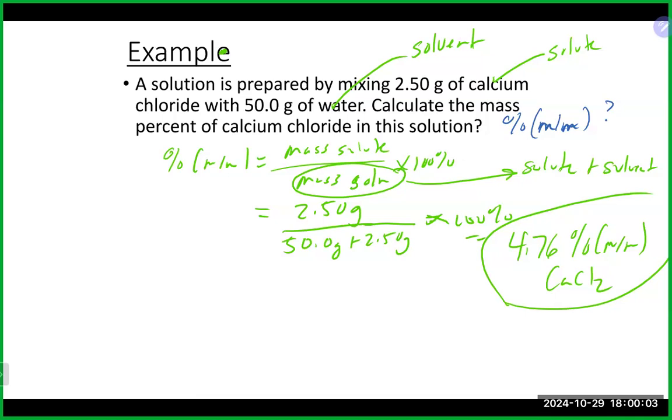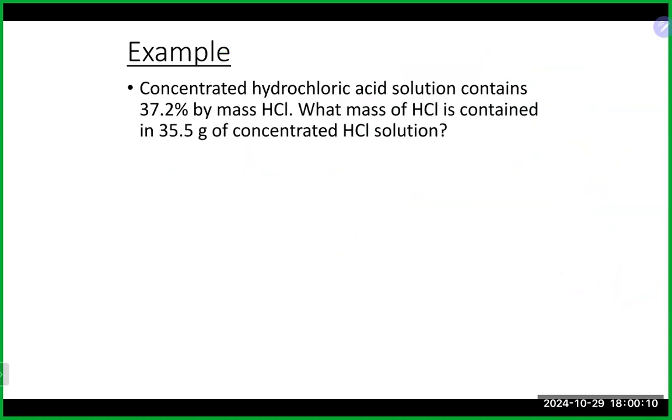So again, really important. A lot of times people will just go by the solvent there. All right. Want to try this one then? Concentrated hydrochloric acid contains 37.2% by mass HCl. How many grams of HCl are there in 35?